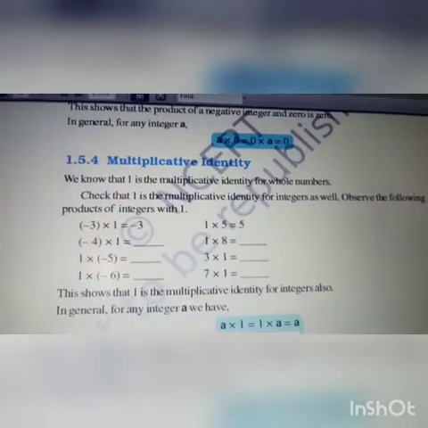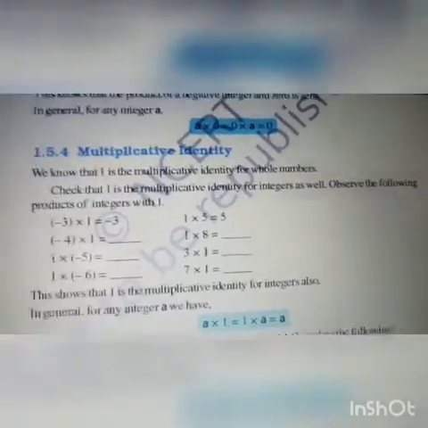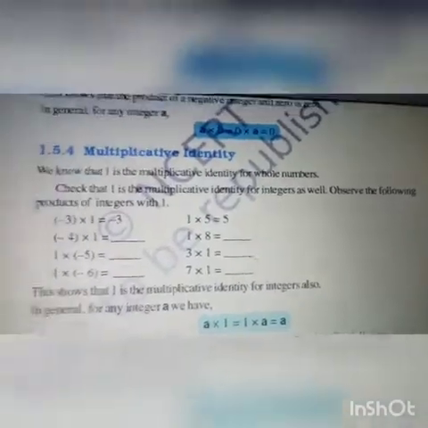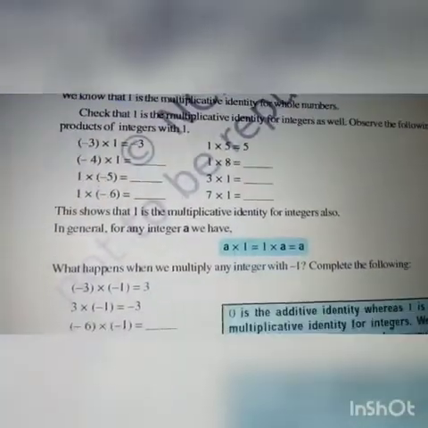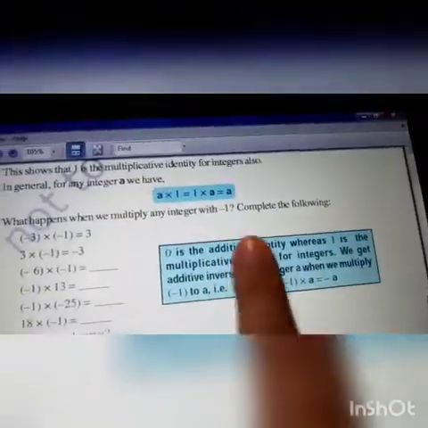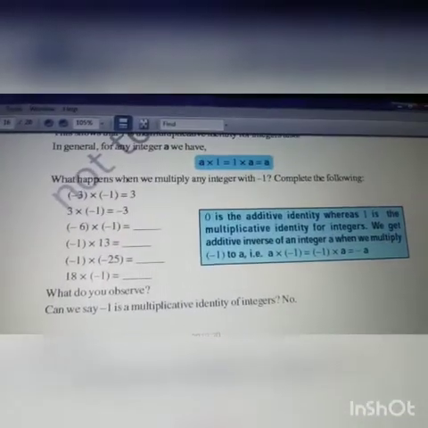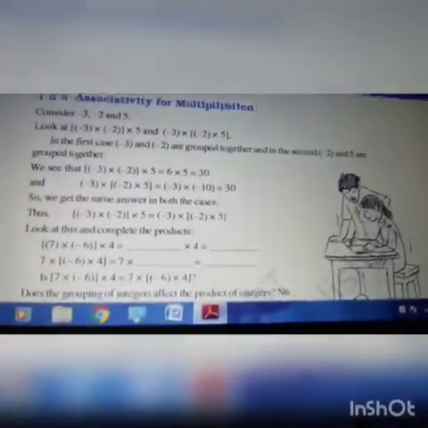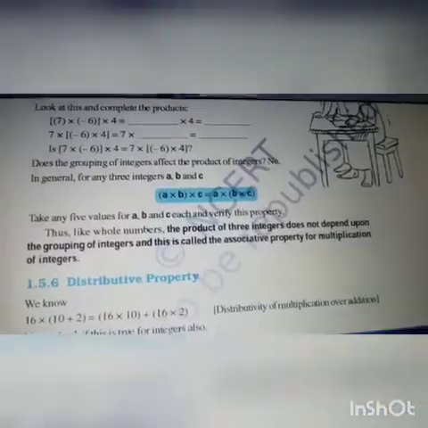Multiplicative identity. What is the multiplicative identity? 1. Okay, many of you have made a mistake in this. 1 is the multiplicative identity for integers. See this box. You learn this box completely. Associative property: a into b into c is equal to a into b into c.